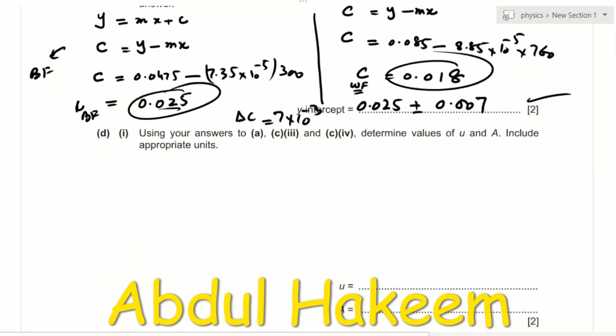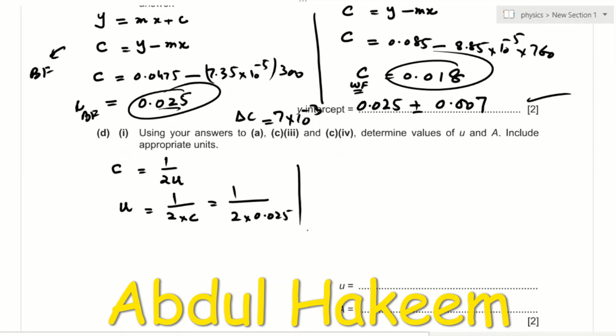Next is using the answer to A, C3 and C2, determine the value of U and A, include appropriate unit. So look at the gradient and the y-intercept. Look, the y-intercept is equal to 1 over U. So we can write U is equal to 1 divided by 2 times y-intercept. So 1 divided by 2 times 0.025, and after the calculation, the answer is 20.